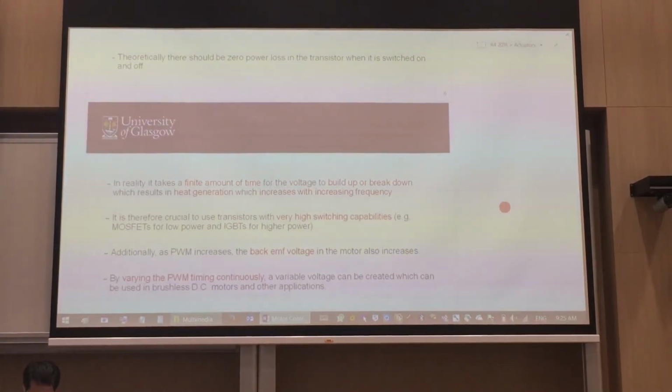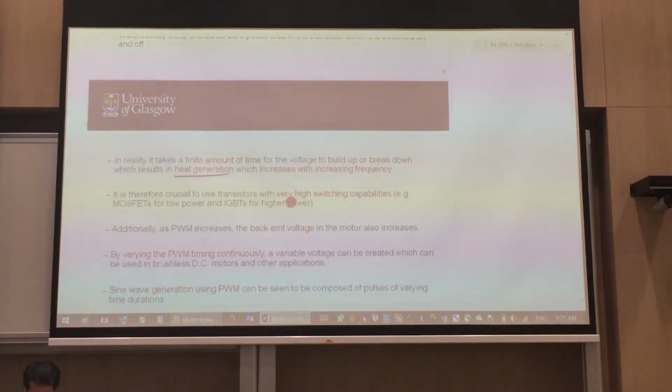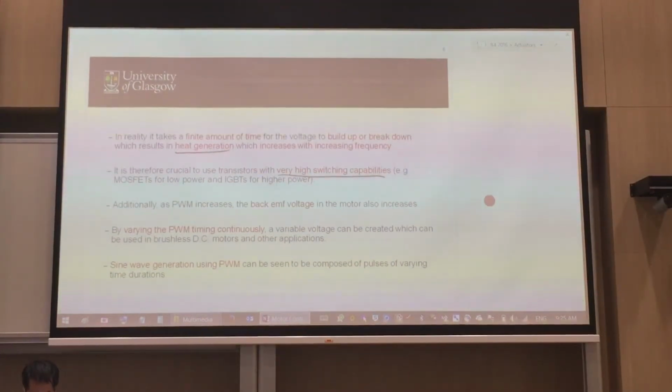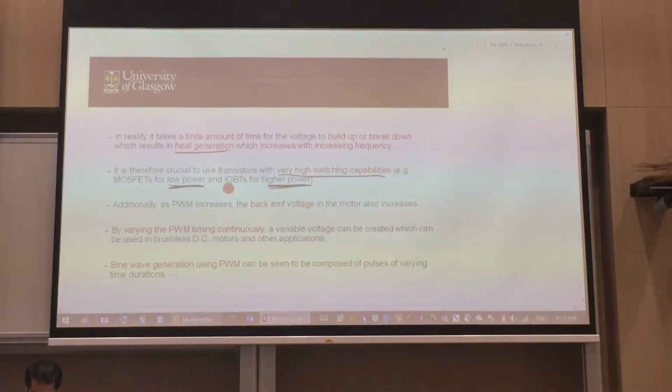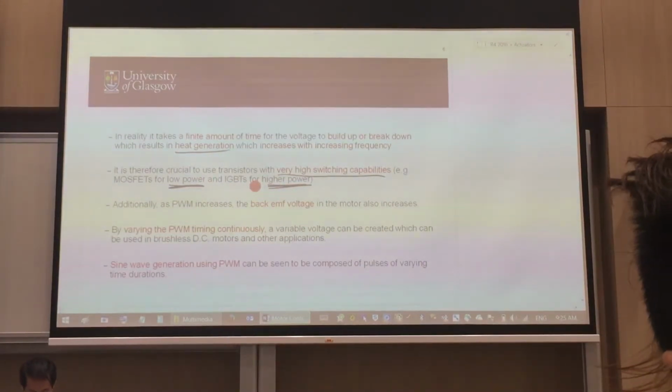I think I talked about this before. The heat generation is from doing this switching. So at very high switching, you can actually use two types of transistor. One will be a MOSFET. The MOSFET will be used for low power applications, and if you have high power switching applications, then you use IGBT. I'll define both of them.